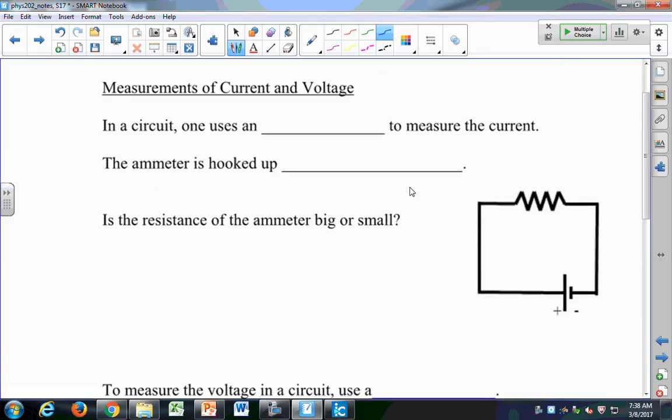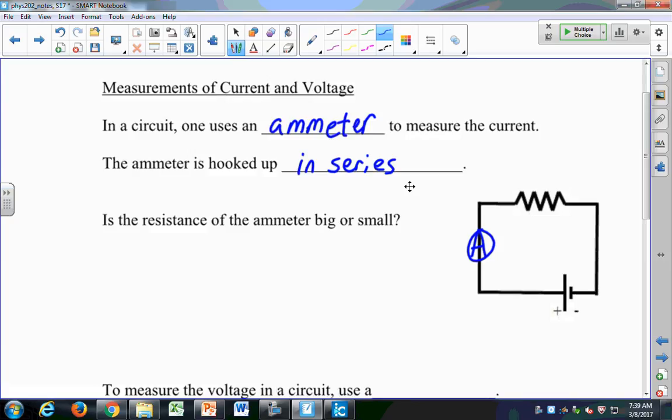We're going to have a little bit about ammeters and voltmeters, and you guys dealt with this more in lab, but there are a few things that I want you to know about ammeters and voltmeters. So first of all, you use an ammeter to measure the current. The ammeter is hooked up in series. So if I were to take this circuit and I wanted to measure the current in the circuit, I would put my ammeter right here. That would be in series with the resistor.